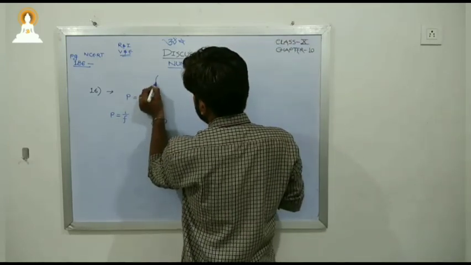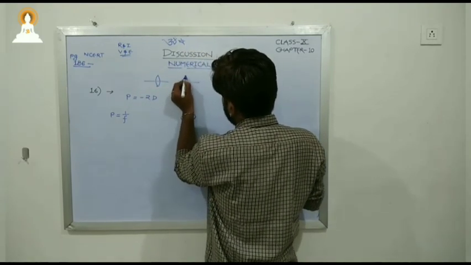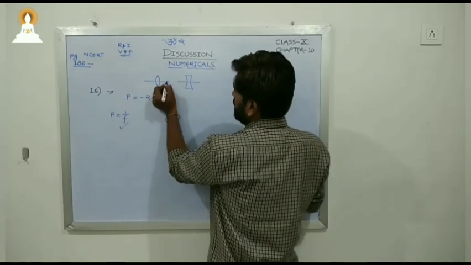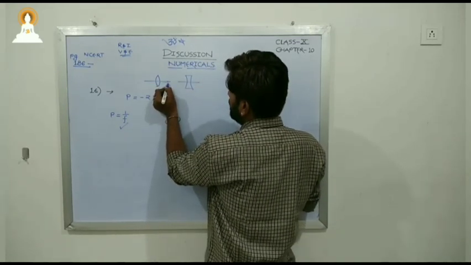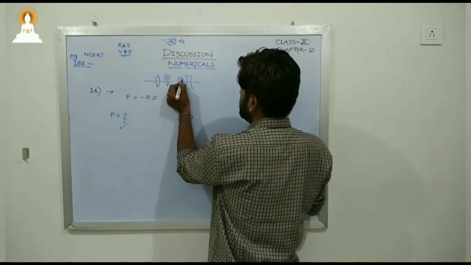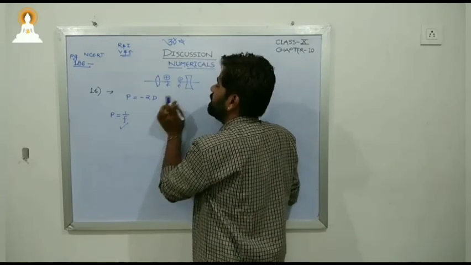What does it mean? Two lenses are there. One is convex, another one is concave. Now power is directly related to focal length. Here, convex lens is having focal length plus. Concave lens is having focal length minus. So if focal length will be plus, then power will be plus. If focal length will be minus, then power will be minus.